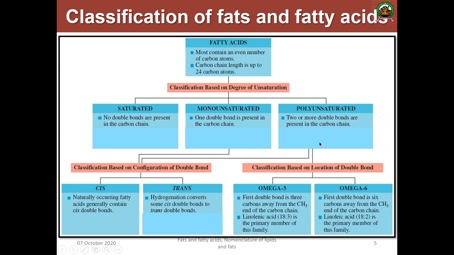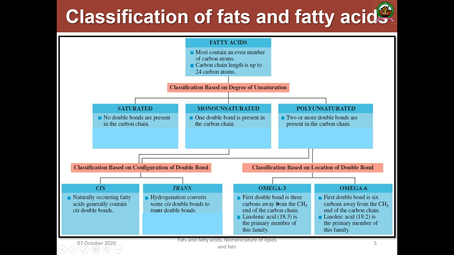Similarly, polyunsaturated fatty acids also have a trans form and a cis form. Okay, then this polyunsaturated fatty acid, based on the location of the double bond, is classified into omega 3 fatty acid and omega 6 fatty acid. This is very, very important, omega 3 fatty acid. Okay, and this polyunsaturated fatty acid is commonly known as PUFA. And in omega 3 fatty acids, the double bonds are commonly present 3 carbons away from the methyl group of the carbon chain. That is known as omega 3.